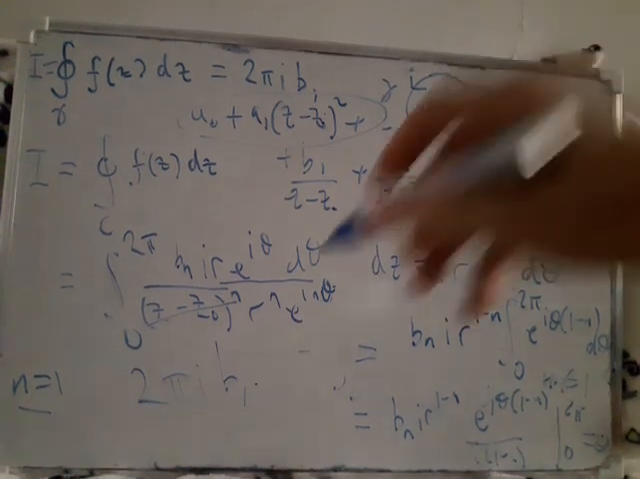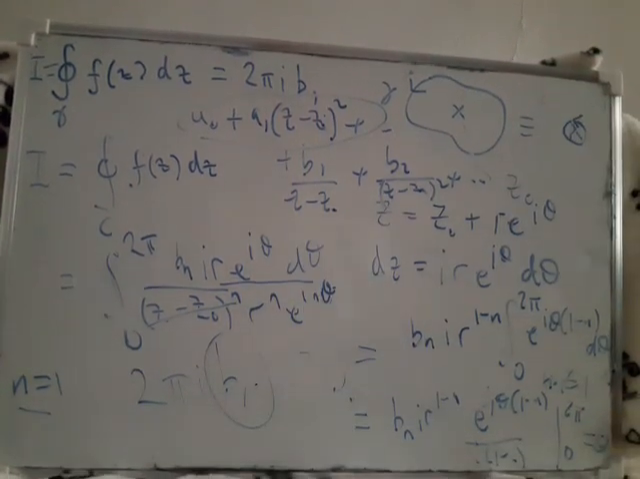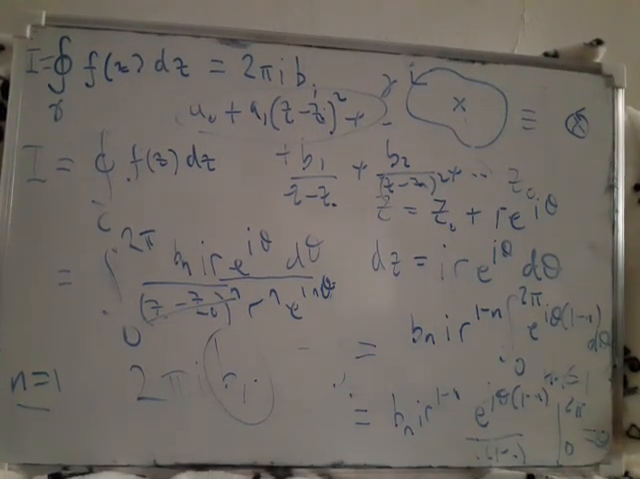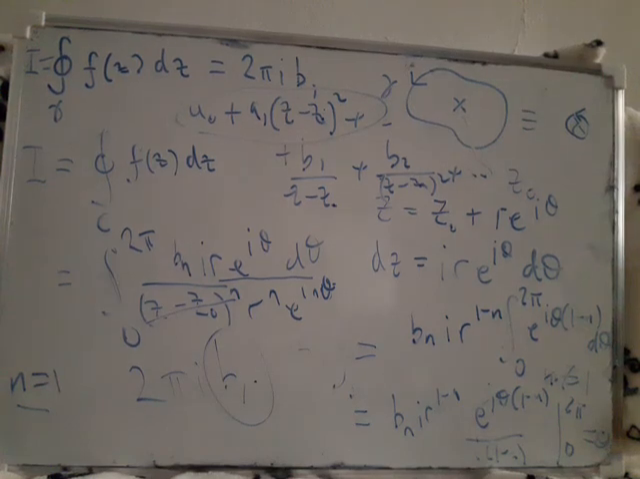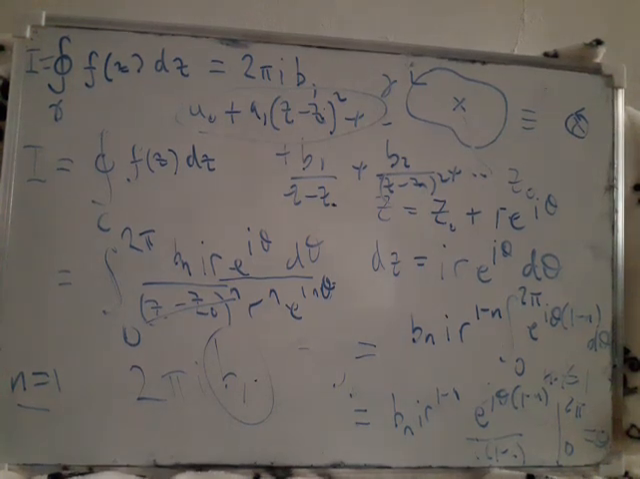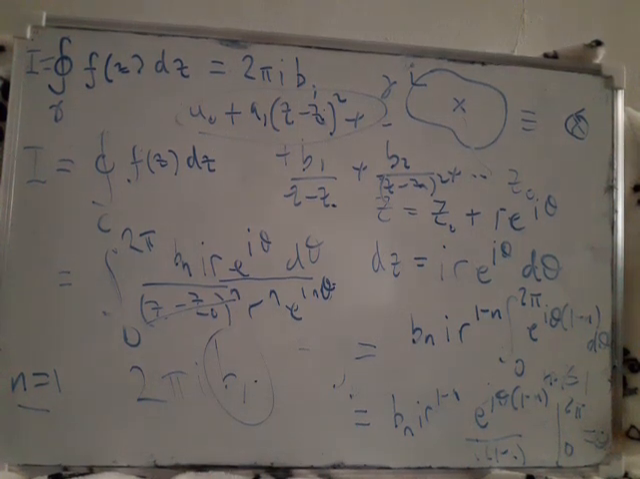So b1 is given a special name. It's called the residue. It's called that because the residue is what you have left when you evaporate something. So for example, if you have a beaker of salty water and you boil away the water, the residue is what you have left, the salt.